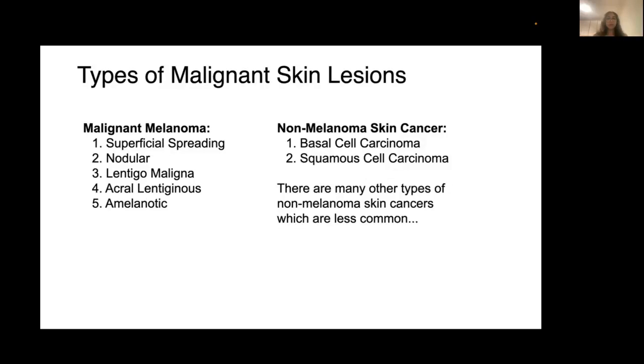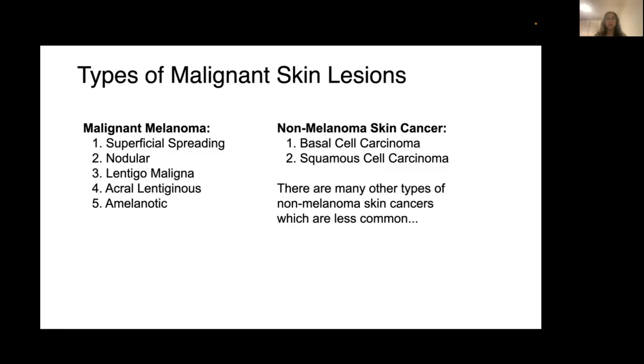So firstly, if we think about our malignant skin lesions, we can divide these into two broad categories. We have the melanoma side and we have the non-melanoma side. Malignant melanoma can then be divided into several different types. We'll go through the types, but the main ones are superficial spreading, nodular, lentigo maligna, acral lentiginous, and amelanotic.